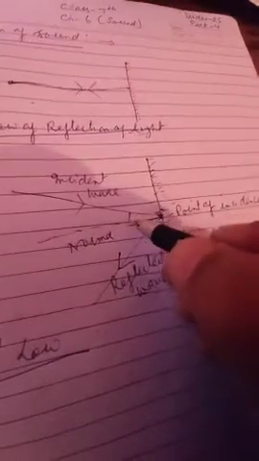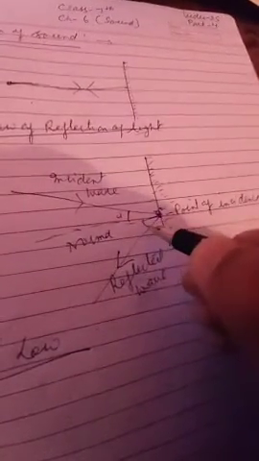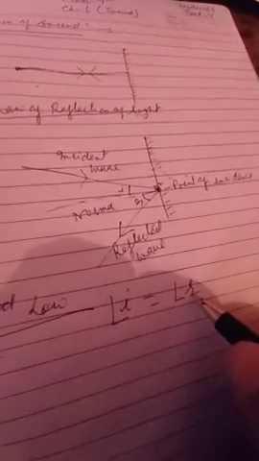Now, the second law. The second law means the angle of incidence, this is the angle of incidence, and the angle of reflection are equal. This is the second law of reflection of sound. So once again, the angle of incidence is equal to the angle of reflection. This is the second law of reflection of sound.